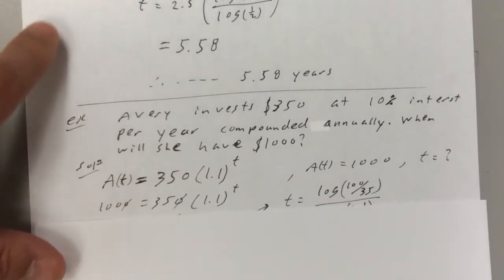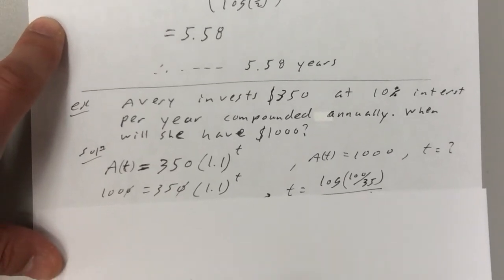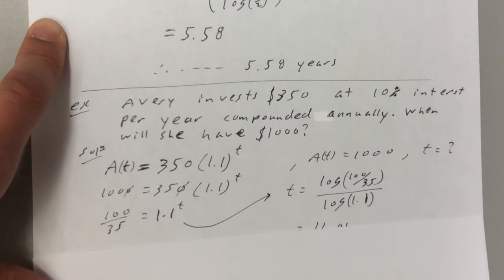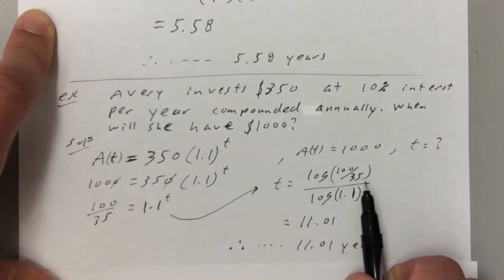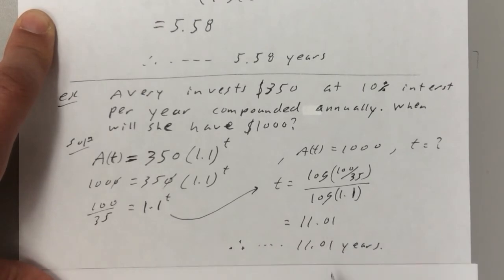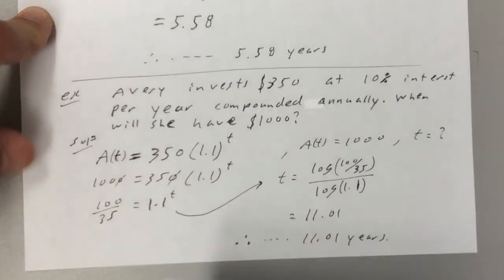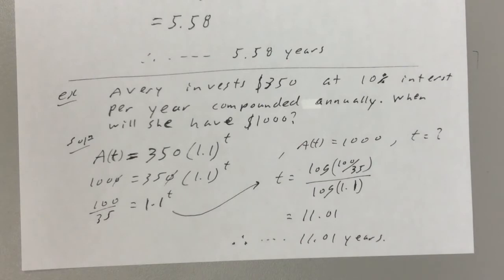So you put in $1,000 because you still want to find out what t is. Then you could use this log rule again, or guess and check. And you get 11.01 years. So those are some applications of exponential functions.